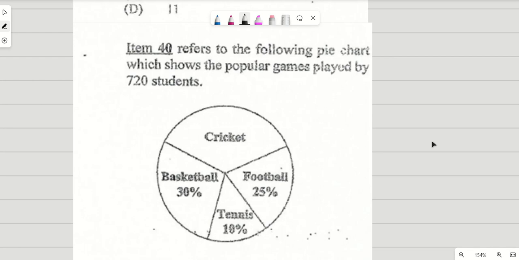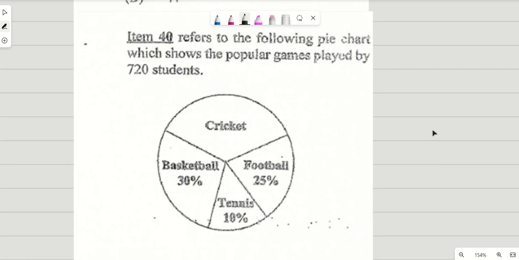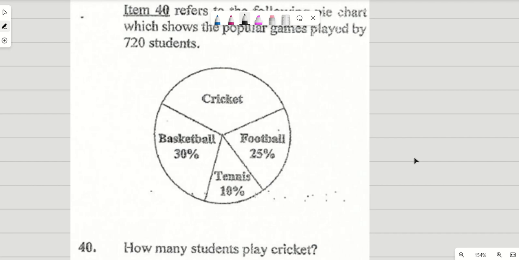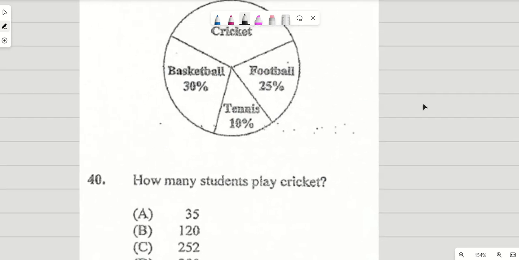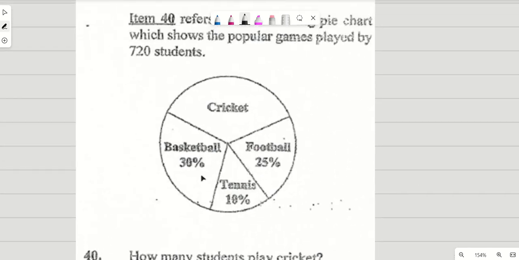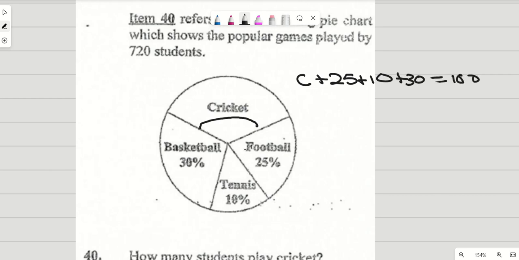Item 40 refers to the following pie chart, which shows a popular game played by 720 students. This question was repeated. How many students play cricket? First off, we're talking about percent. Your total percentage is always 100. So let's find out how much percent is cricket. So we know cricket is C plus 25 plus 10 plus 10 plus 30 is equals to 100. Right? So this is C plus 25 plus 10 plus 30 is, that's 35 plus 30 is 65. 65 is equals to 100.